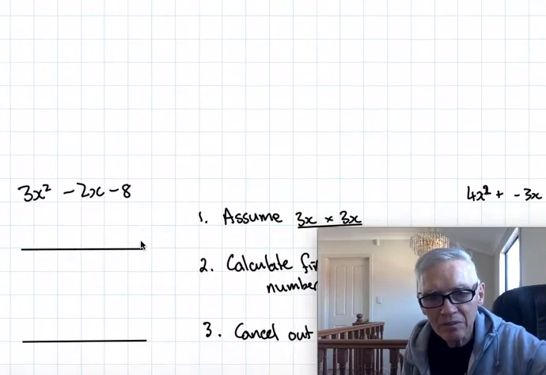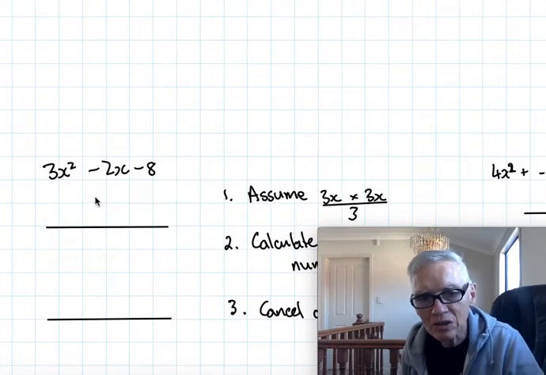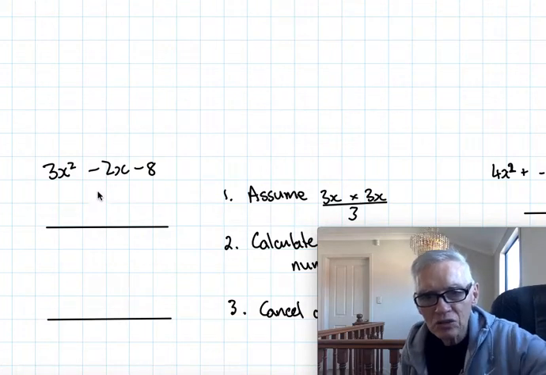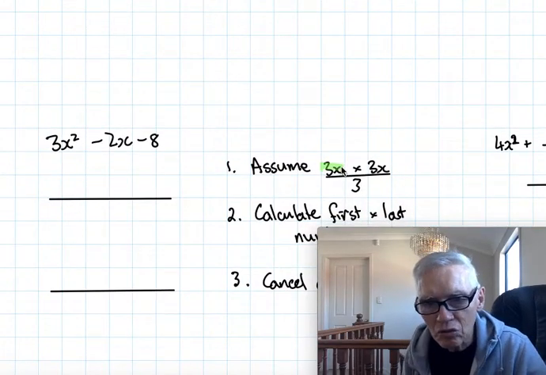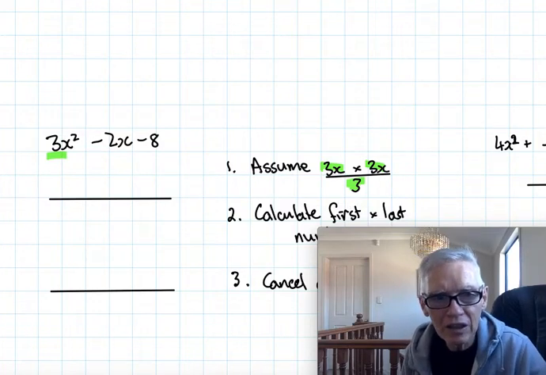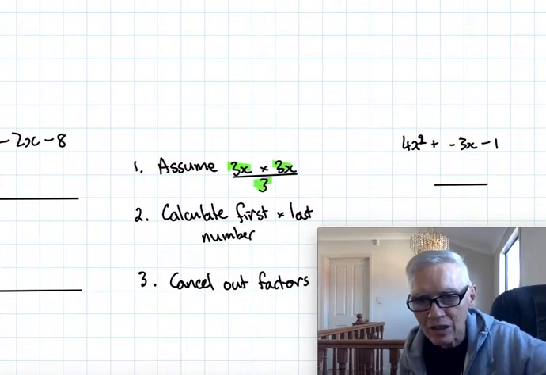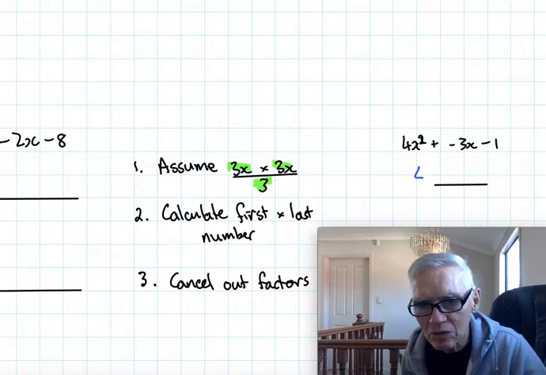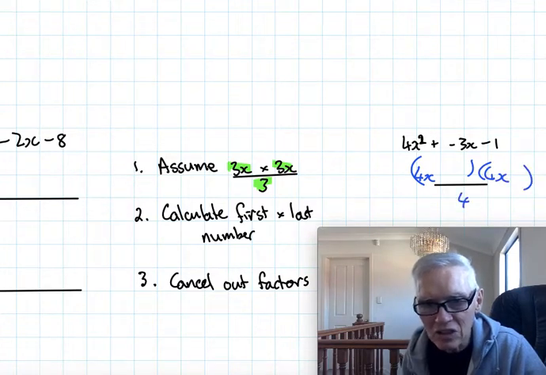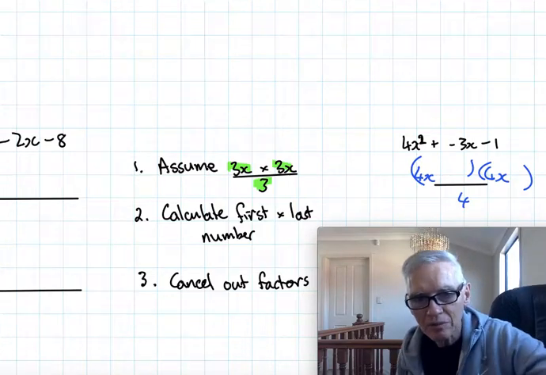Here we've got this one here, 3x squared minus 2x minus 8. We are going to assume that it's 3x times 3x. That's going to give me 9x squared, so we're going to have to divide it by 3. Okay, so that's quite important. So if we were to have a different one, say 4x squared, I would assume that would be 4x times 4x something, and I divide it by 4 because 4 4s are 16. Okay, so that's the assume, 3 times 3.